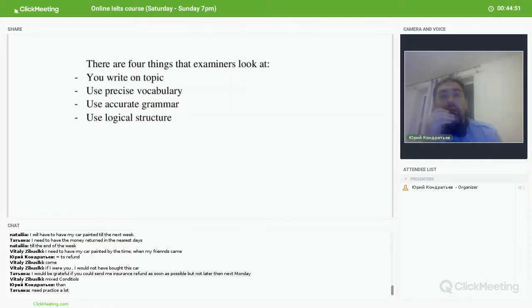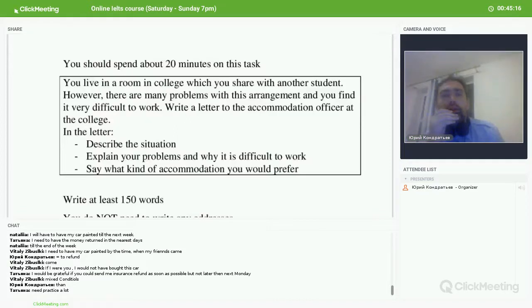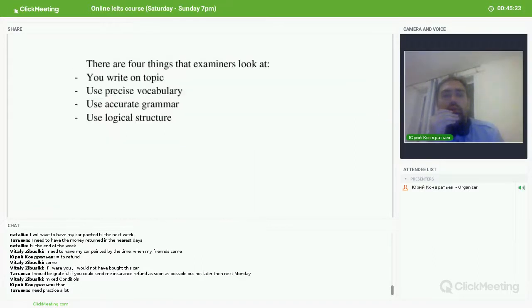Let me remind you that the examiner looks at 4 things when he or she evaluates your letter. You should write on the topic. You should use precise vocabulary, use accurate, correct grammar, also different grammar constructions, and use logical structure. You have structure in the task: describe the situation, explain your problems and why it is difficult to work, explain what kind of accommodation you would prefer.